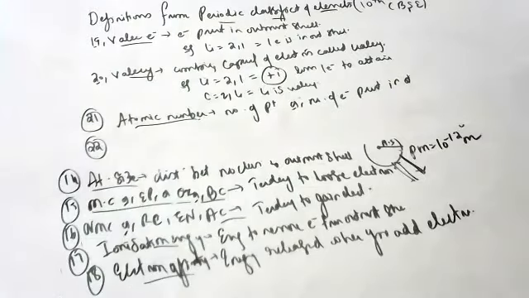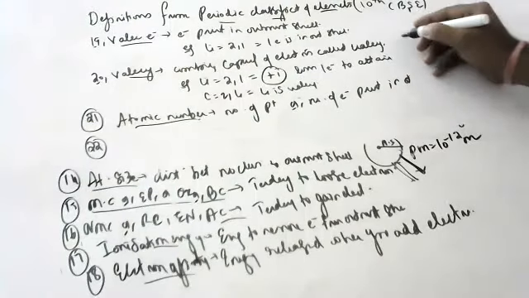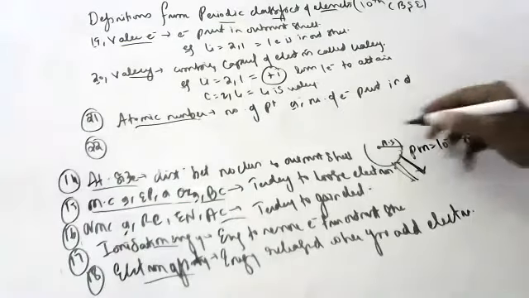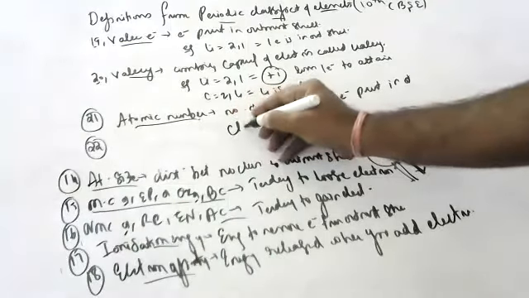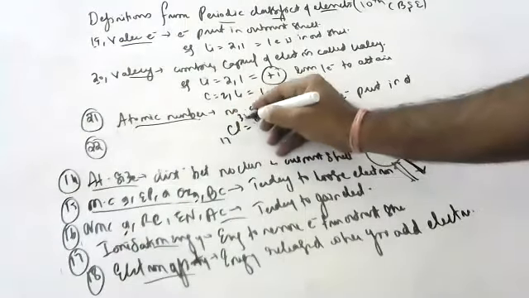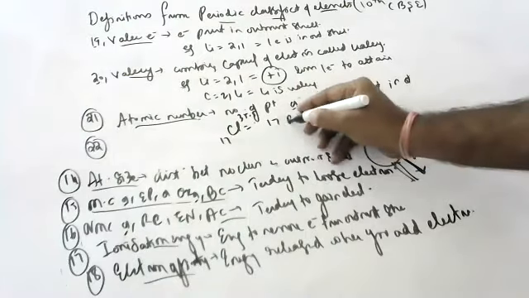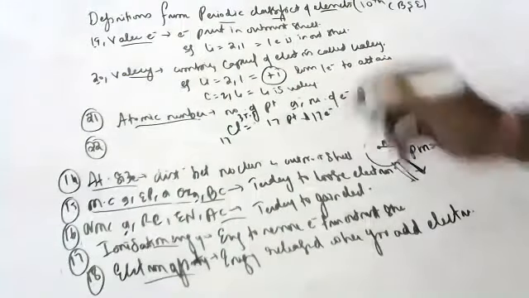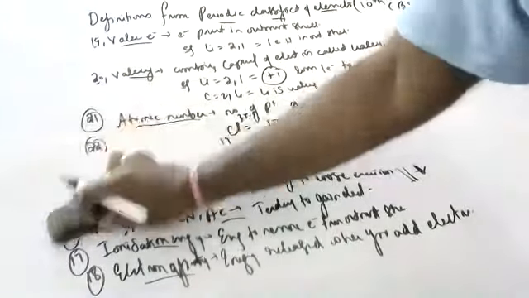Sorry children, the number of electrons or protons present in an atom is called atomic number. Suppose if I say the atomic number of chlorine is 17, it means it has 17 protons and 17 electrons.